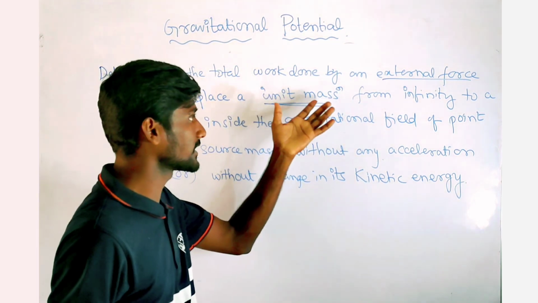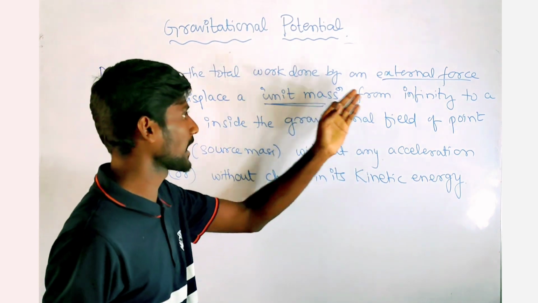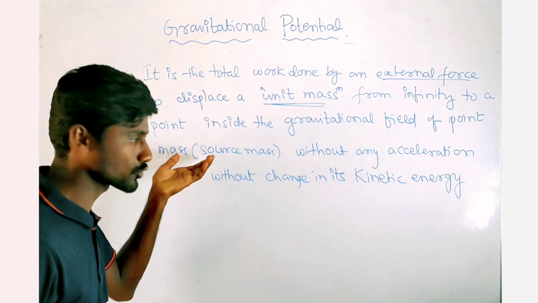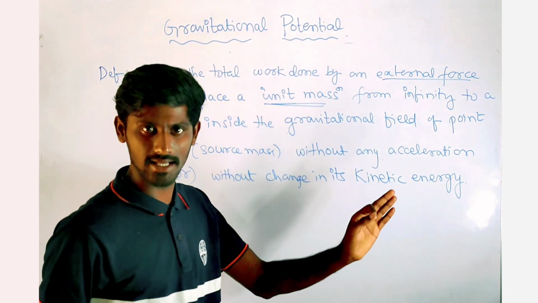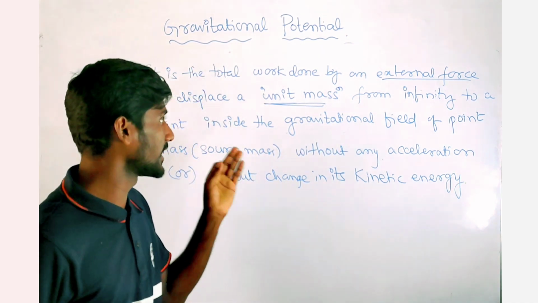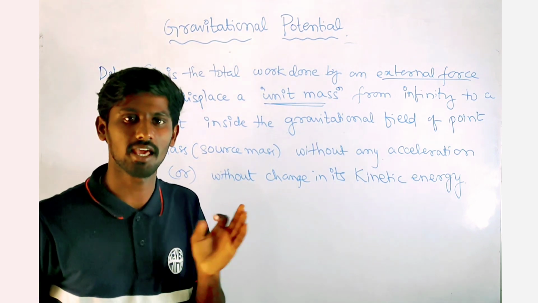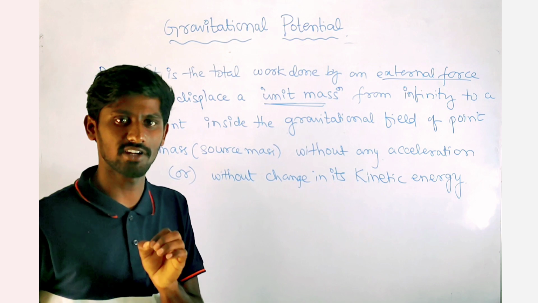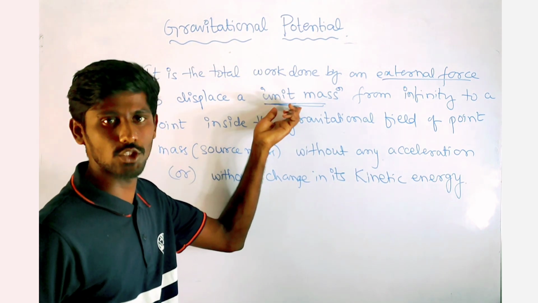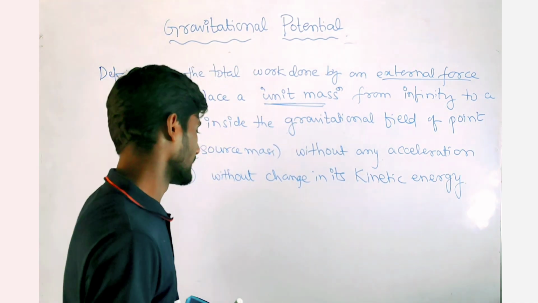It is the total work done by an external force to displace a unit mass from infinity to a point inside the gravitational field of some point mass or the source mass without any acceleration or without changing its kinetic energy. The definition seems very simple. It is the same as the gravitational potential energy. The only difference is the mass is replaced with unit mass. Okay. So let's try to understand it more clearly.